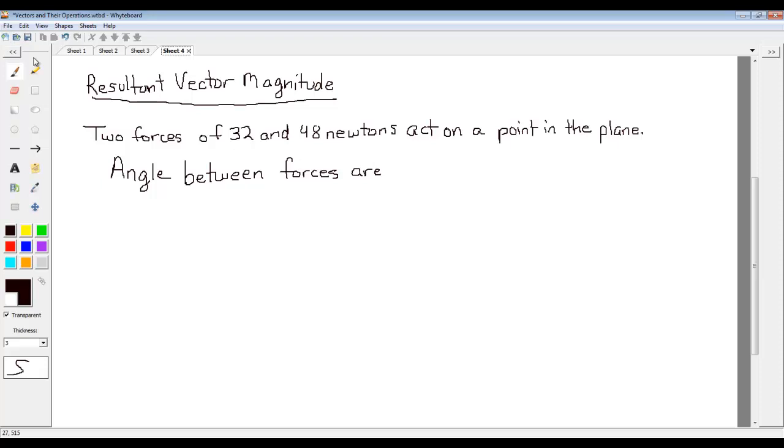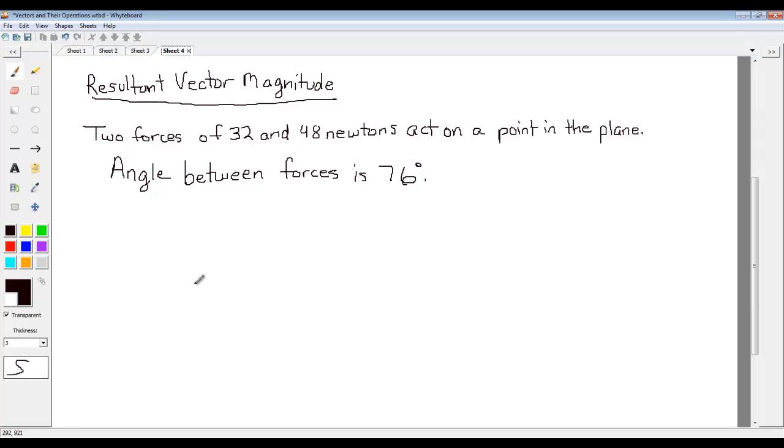Oh, what am I thinking? Erase that. Angle between forces is 76 degrees. Dang, it won't do what I want it to do there. Okay, 76, draw the 6, thank you. Alright, angle between forces 76 degrees.